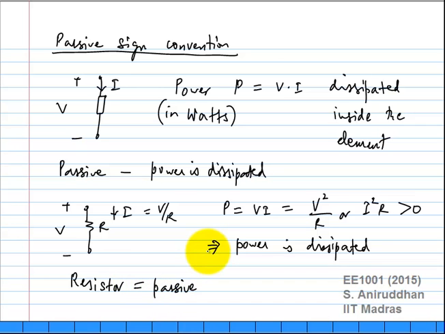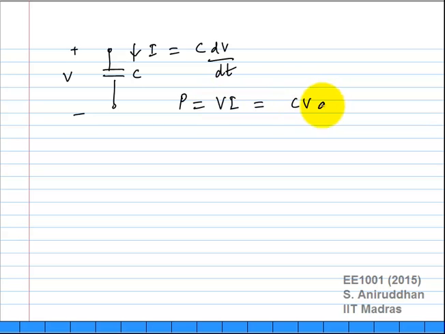Okay, so the resistor is a passive element. Now let us say I take the case of a capacitor. The current through a capacitor is I, which is C dV by dt. What about the power? It is V times I. This is C V dV by dt. So this is a slightly different case from the resistor.